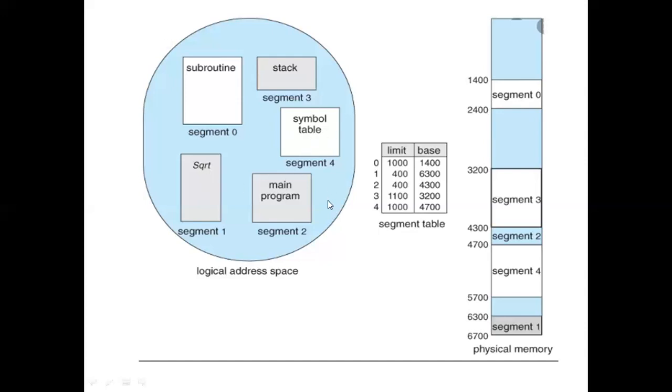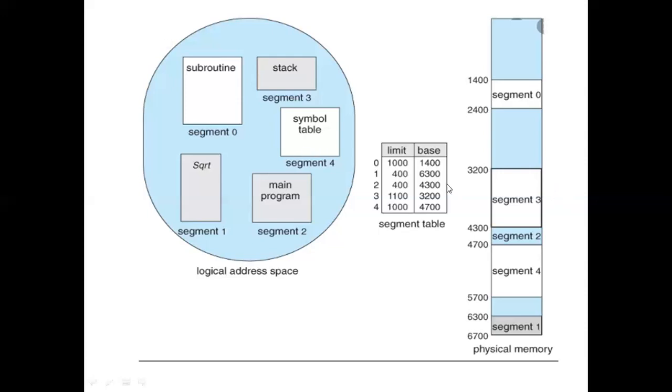Let's take segment 4. The limit is again 1000 and it starts at base address 4700, so it will end at 5700 because the limit is 1000. So the mapping between the logical address and the physical address can be done with the help of the segment table, which gives you the size of the segment and the starting address of that particular segment. Here there is no restriction of having the segments be of a particular size.